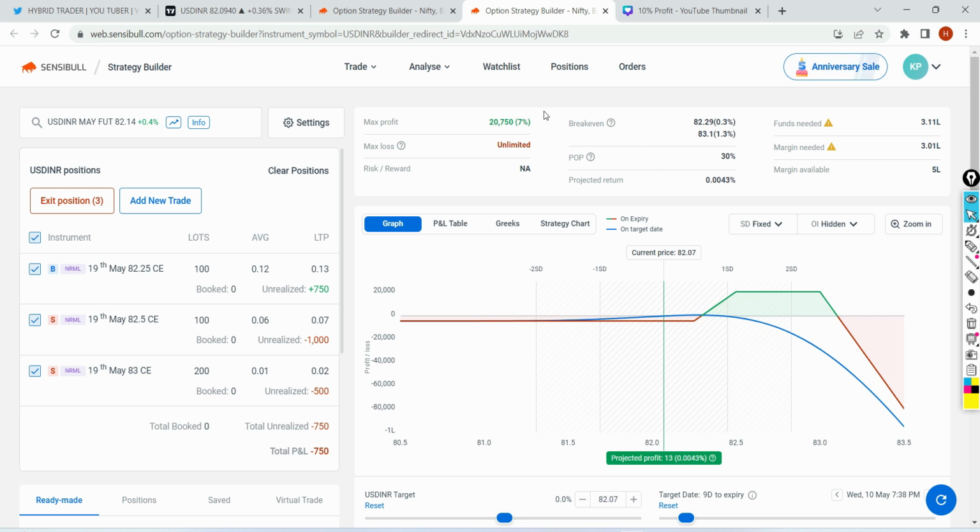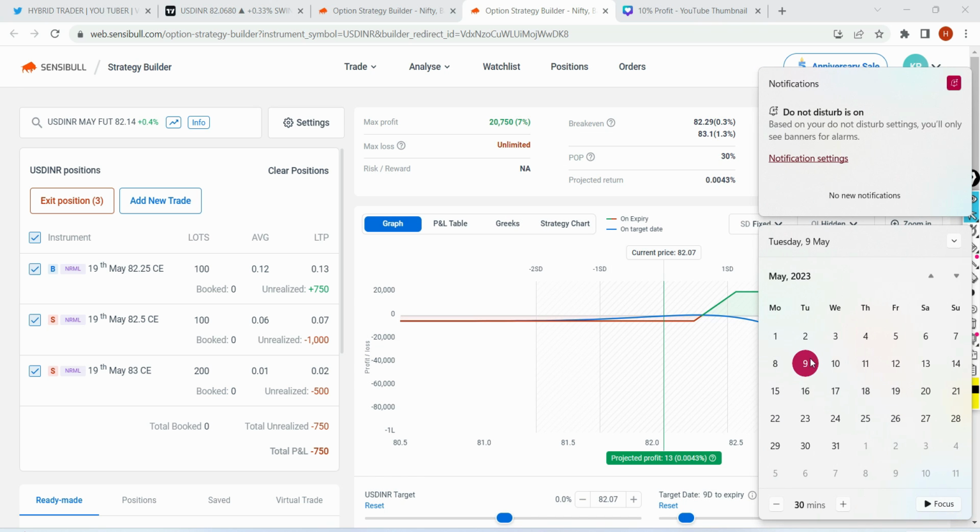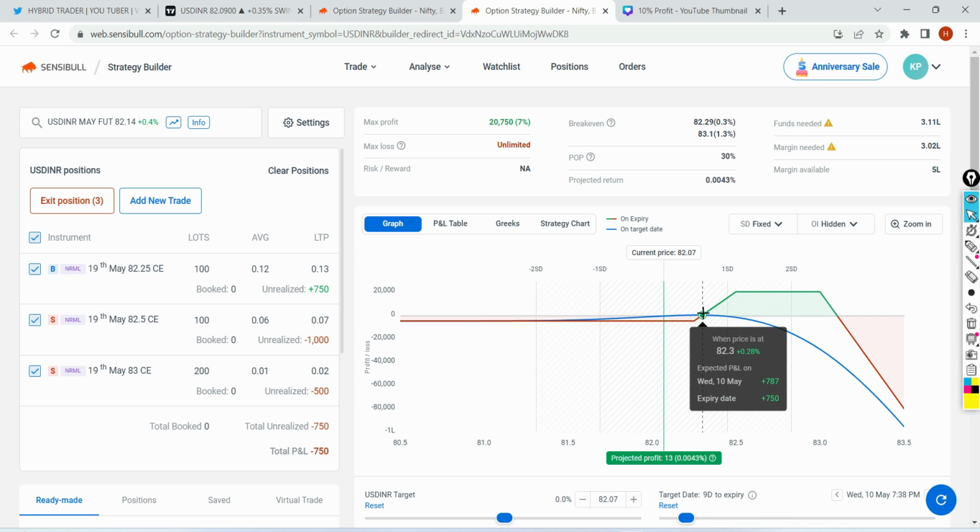getting almost 7% profit, which is like 20,000 on the capital of 3 lakhs that I've deployed. Let's see, right? The break even is only 0.3%. Today is 9th, right? So we are talking about the 19th. So we have another 10 trading days. So within 10 trading days, if USDINR makes the break even of 0.3%, my profit would start from this position to this position, guys. My maximum profit will be from this point to this point, and this is my minimum profit.